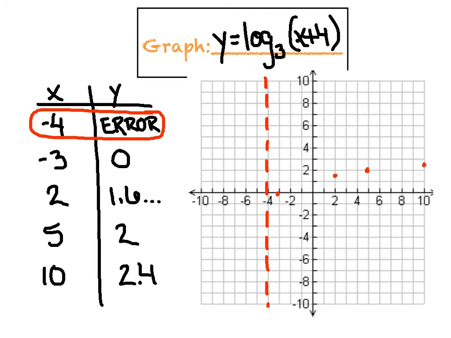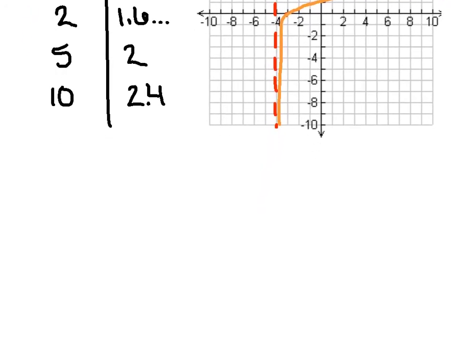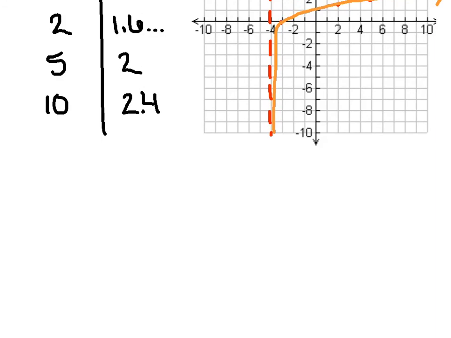And I'm going to switch colors. Just seems to look nicer. So we're going to start as low as we possibly can. Cut through that x-intercept. Curl this way. Just like that, and we'll put the finishing touches on.